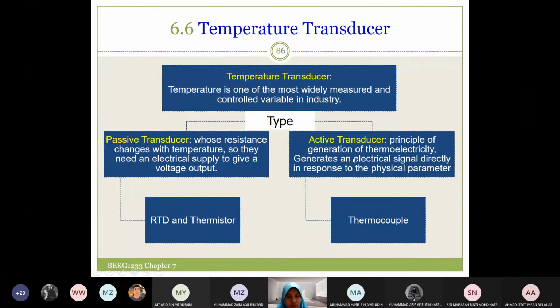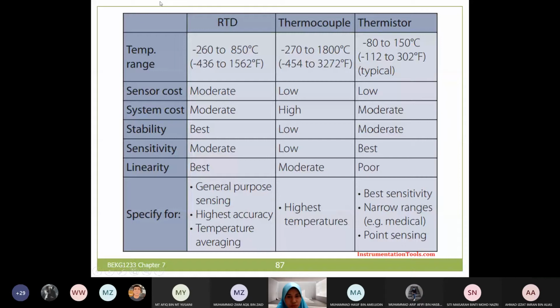These are the differences between RTD, thermocouple, and thermistor. The temperature range for thermocouple is the widest compared to RTD and thermistor. The cost is moderate for RTD. System cost is highest for thermocouple. The best stability is for RTD. The best sensitivity is for thermistor. The best linearity is by RTD, and RTD is specified for general purpose sensing, highest accuracy and temperature averaging; thermocouple for highest temperatures; thermistor for best sensitivity, narrow ranges, point sensing.